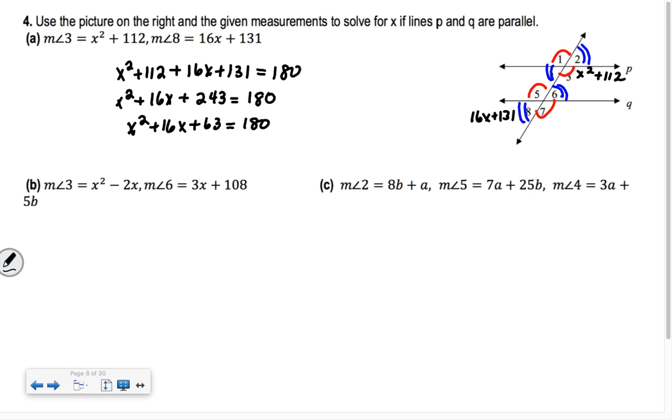Is this making you guys nervous? Is your heart racing? Oh my God, we have to factor. Can we do this? Yeah, I subtracted the 180. Oh, so equals 0. Yeah, thank you. So what do I get when I factor this?